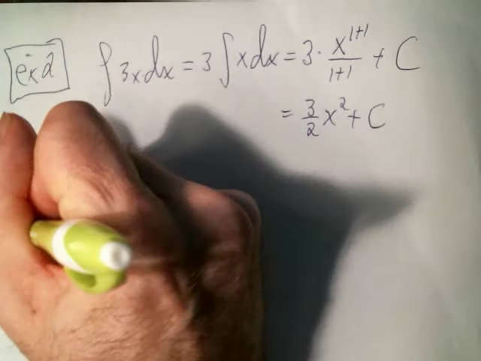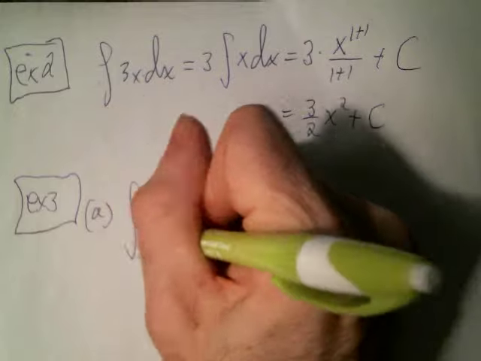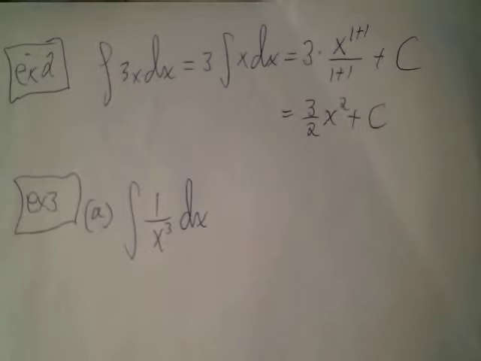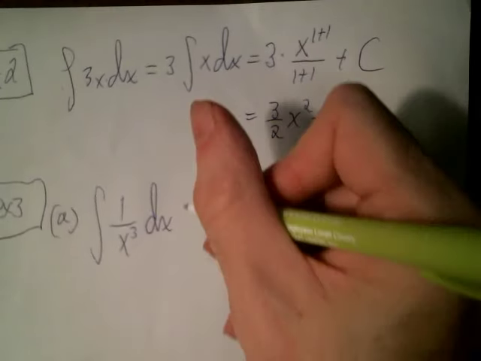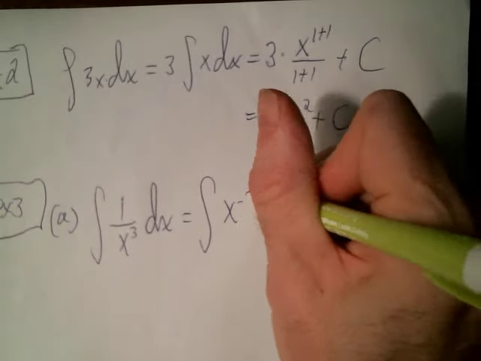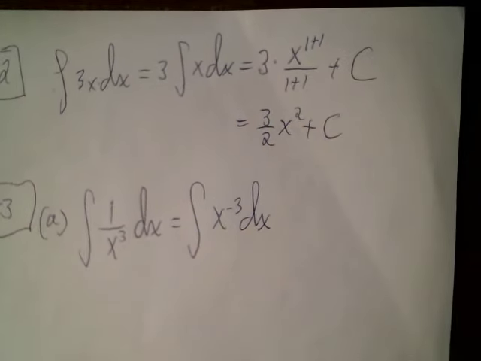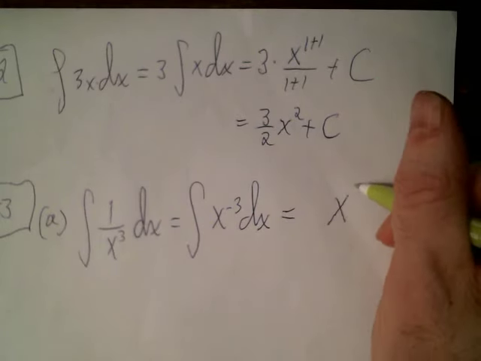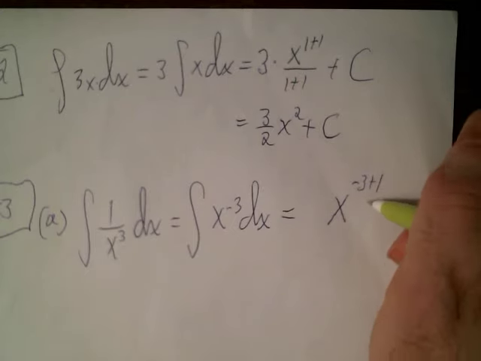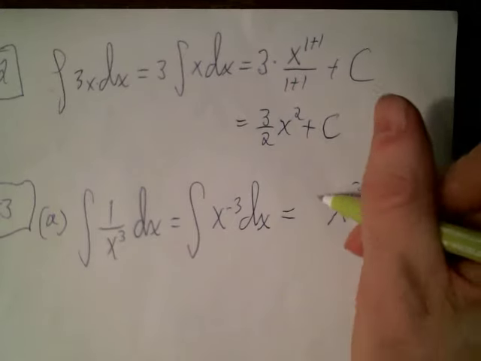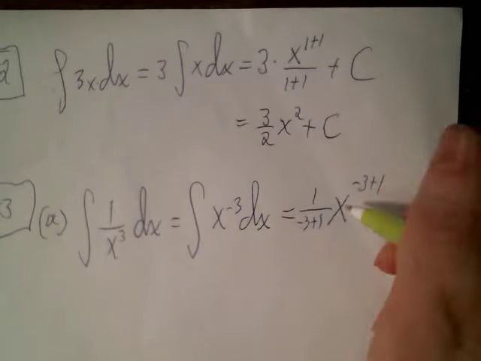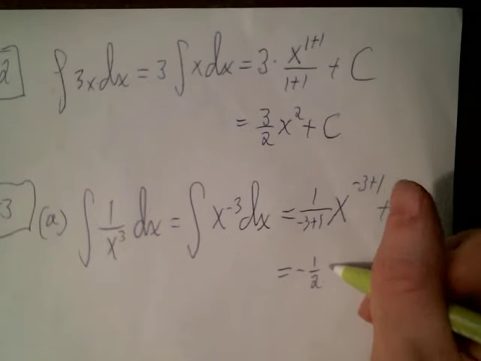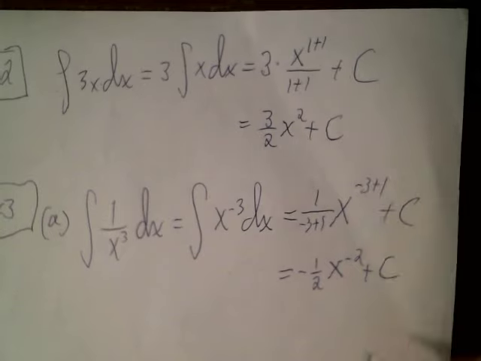Example 3 has a bunch of parts. The first one is the integral of 1 over x cubed dx. We want to rewrite it so we can apply the power rule. So this is the integral of x to the negative 3 dx. What I generally like to do is write negative 3 plus 1, and then multiply by the reciprocal of that. So it'd be 1 all over negative 3 plus 1, plus c. What is this? It's negative 1/2 x to the negative 2 plus c.